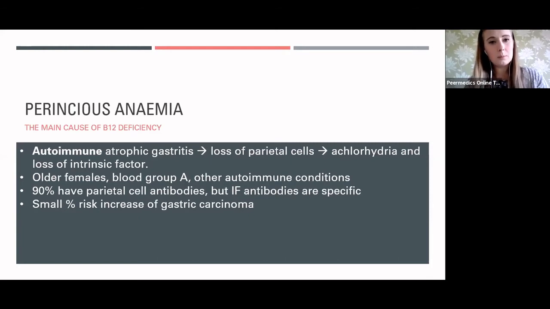But there is a small percentage, like a 1 to 2% increase of gastric carcinomas. So you're going to want to monitor these patients for those symptoms as well.